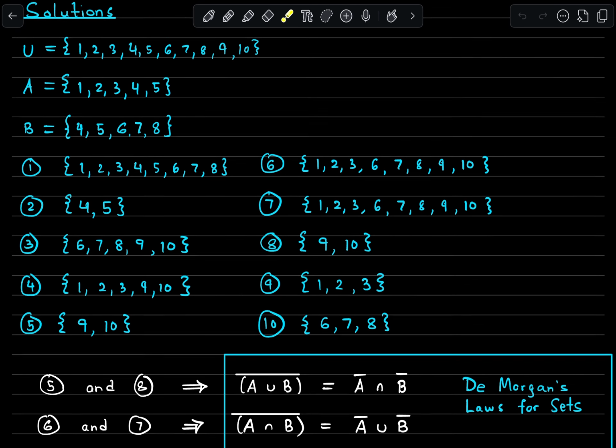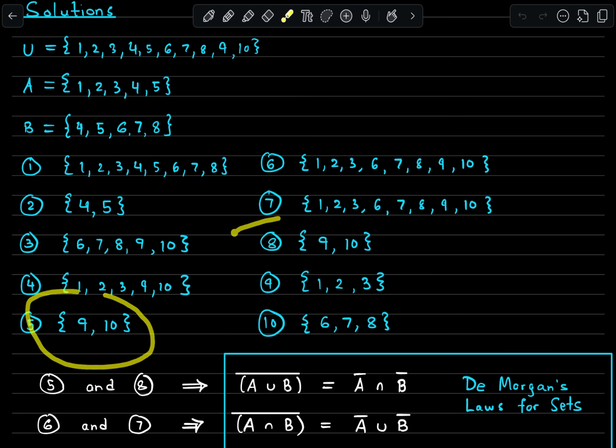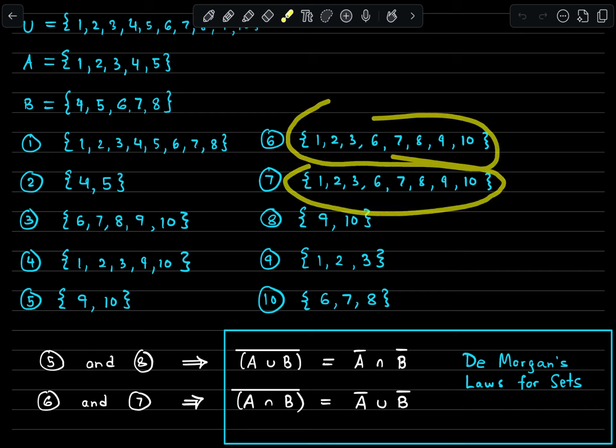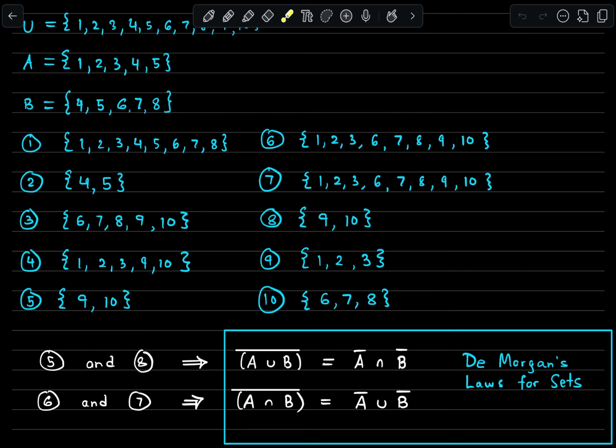Now, 5 and 8 are the same thing. They're both 9 and 10. Similarly, 6 and 7 are the same thing, right? They're 1 through 10. Both are missing 4 and 5. And this is no coincidence, okay? So our good old De Morgan's law is coming back.